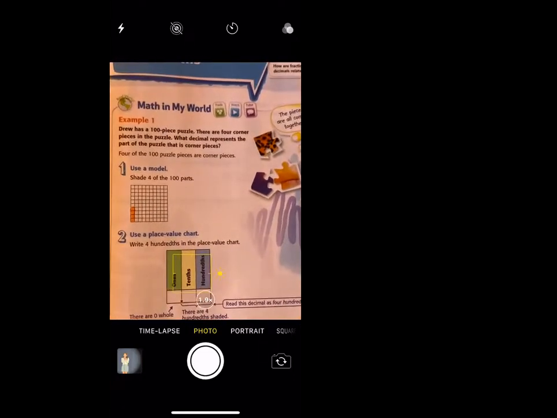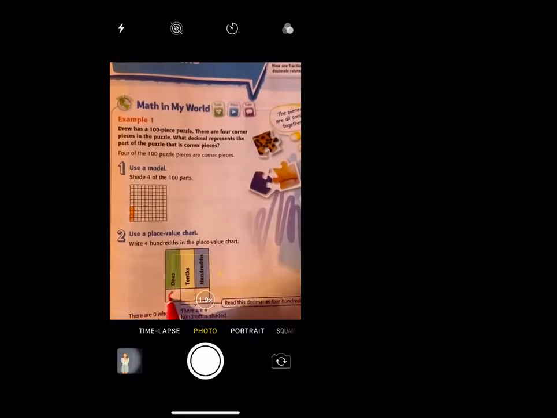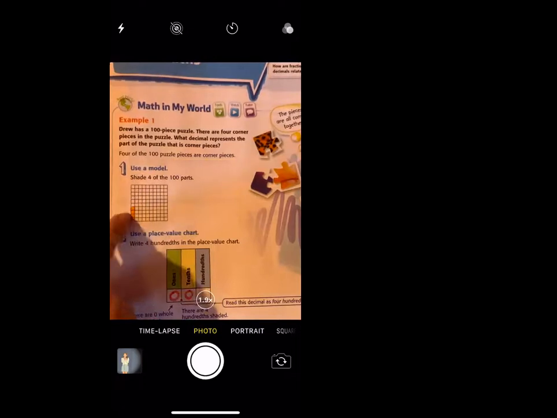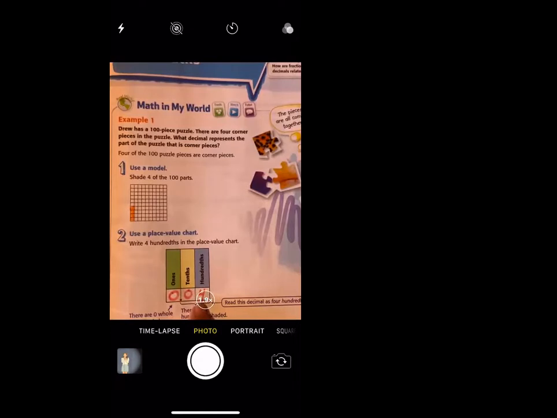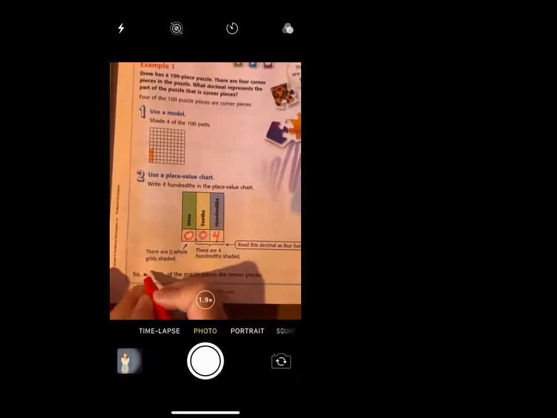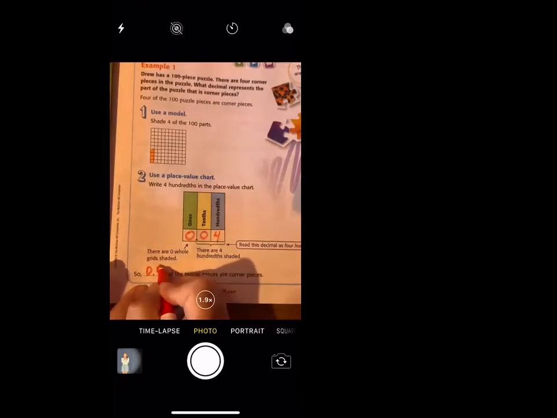So here I have 0 whole grids shaded. I have 0 tenths because we don't have any whole columns shaded. And I have 4 hundredths shaded. So we read this decimal. We read the number after the decimal is 4. The number ends in the hundredths place, so we say 4 hundredths. So 4 hundredths of the puzzle pieces are corner pieces. Okay?